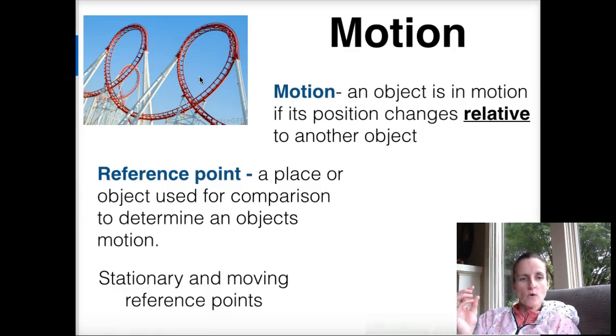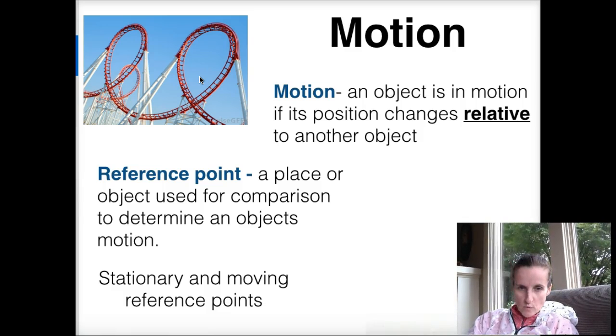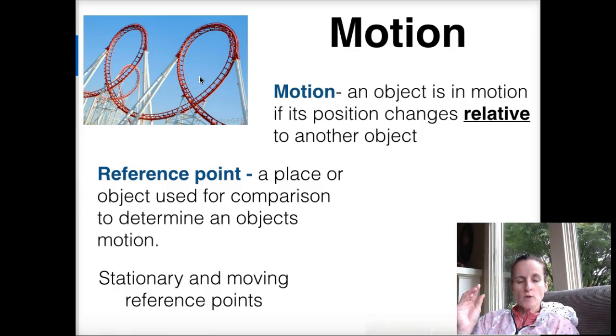The point or object that you are using to compare to help determine an object's motion is called a reference point. So as Truman was walking across the room, I could tell that he was moving because my reference point was the light behind him. So if you just take a moment and move your arm, move your head, how do you know that is in motion? You are comparing that to a reference point.